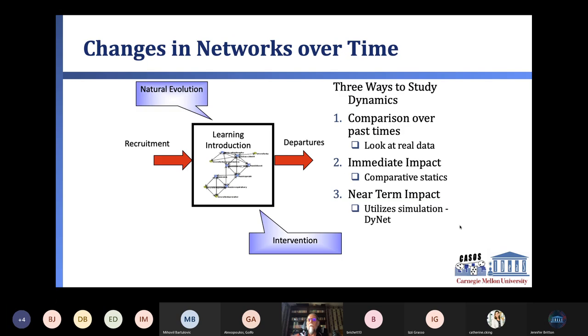So that's the structure. And we can basically break it down into two broad sweeps. There's natural evolution, which I already talked about. Humans interact on a daily basis. Each one of them changes their mental perception of other people. Each one of them changes their own views on various issues. That'll change their propensity to interact with other people based on homophily.